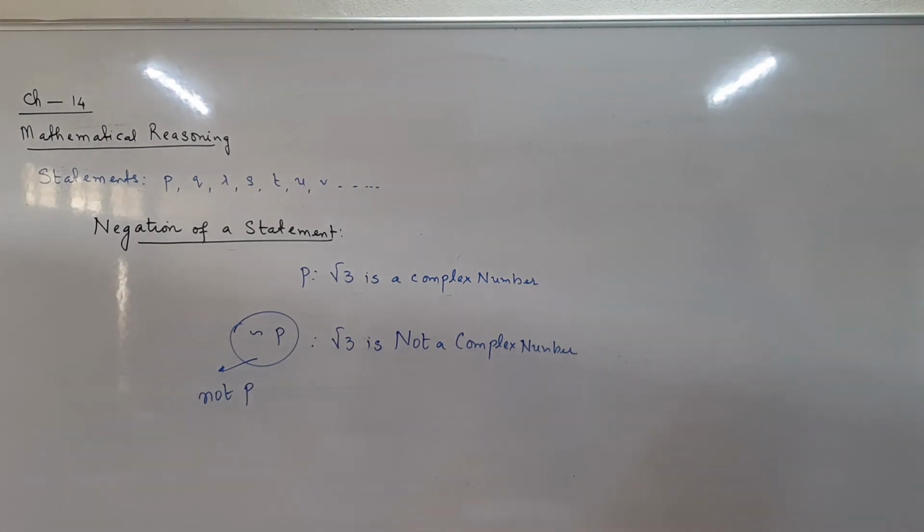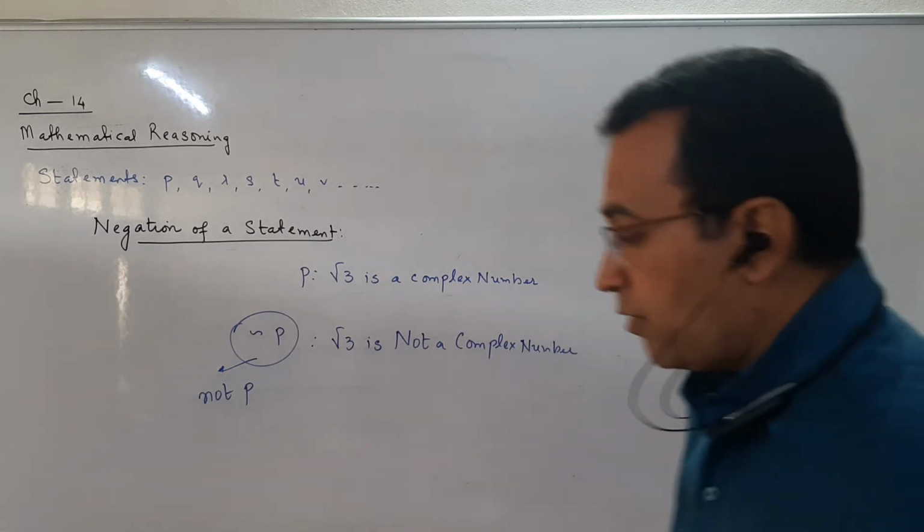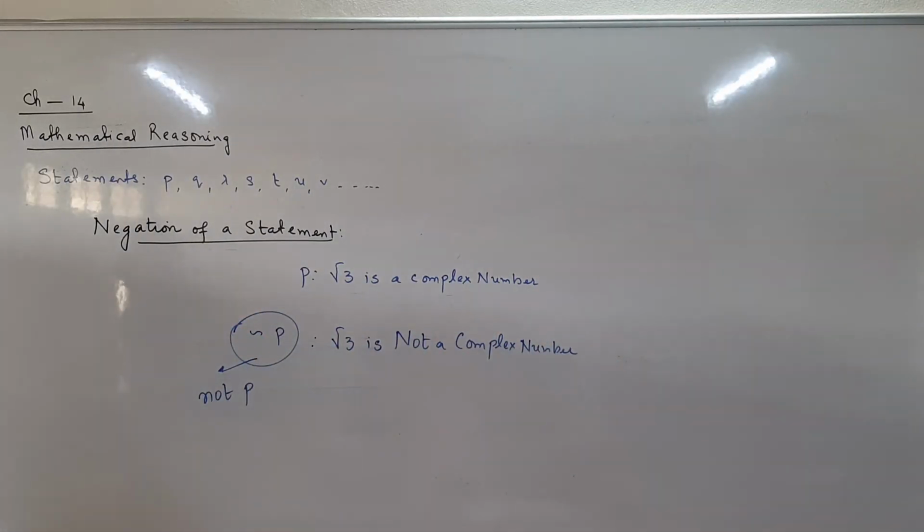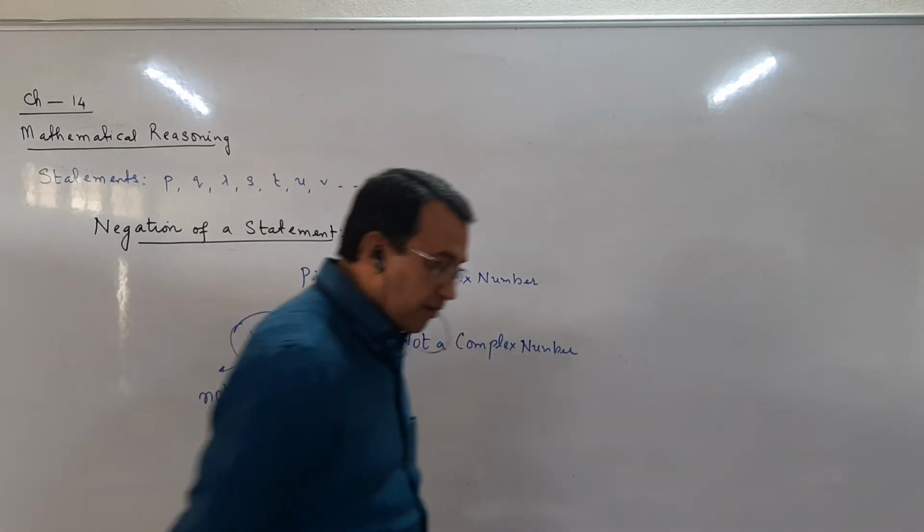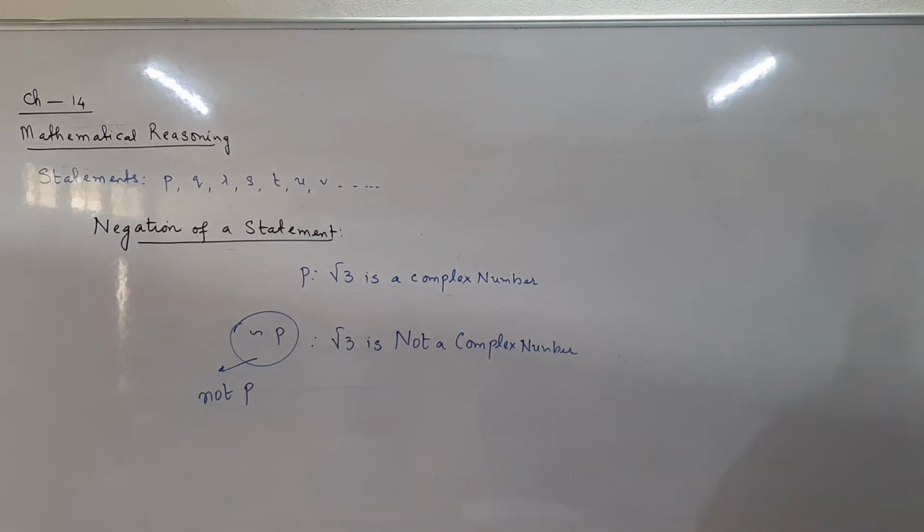So denial of the truth value of a statement is usually called, students, negation of a statement. And that symbol which I have circled and written indicates or denotes not P, or negation of P.